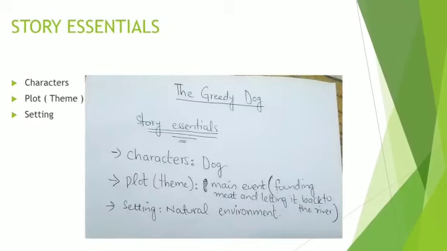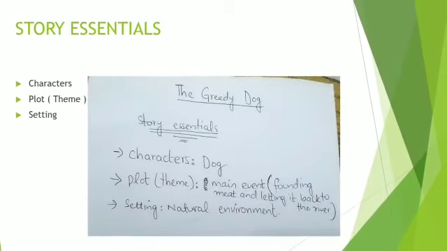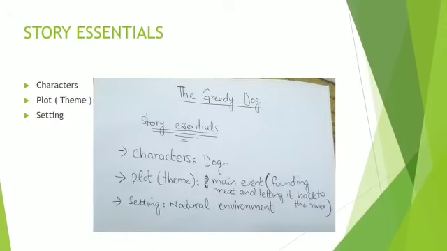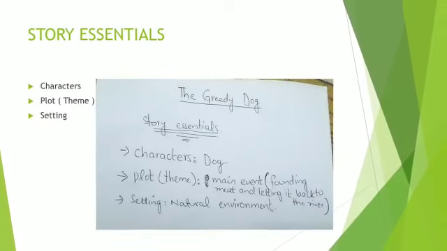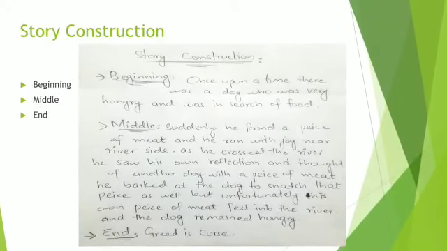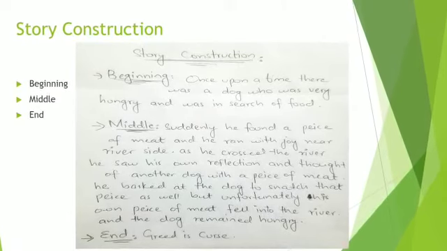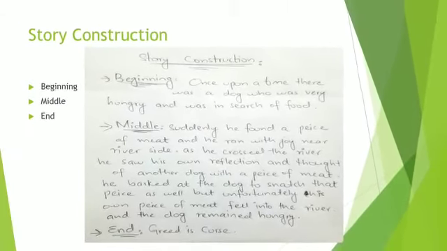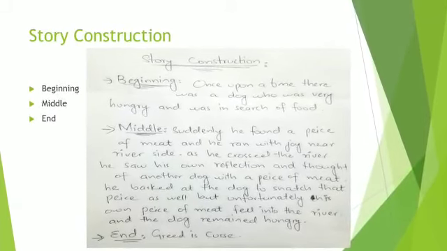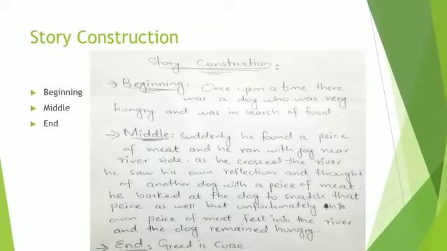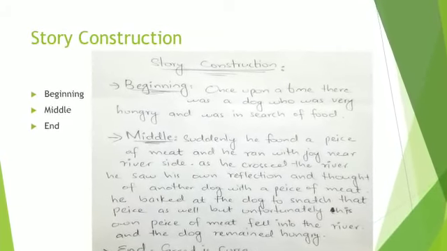So let's discuss this example. The character is the dog. The plot or the theme is the finding of meat and its falling into the river. The natural environment is the setting. While creating the story, you can see that the character, which is the dog, and the setting are discussed in the beginning portion. In the middle, we have discussed how he found that piece of meat and how it fell into the river, and in the ending we have discussed the moral of the story, which is greed is scarce.